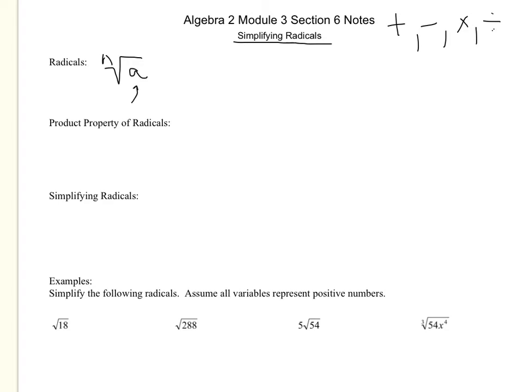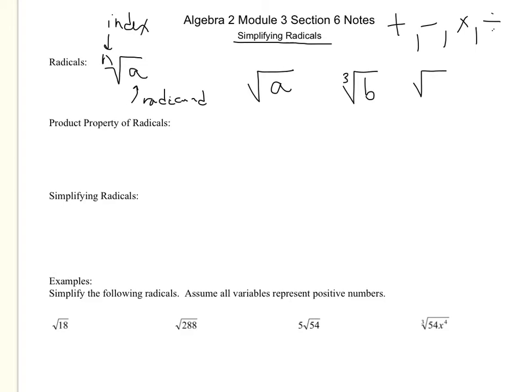We call this the radicand. So that's the number under the root. This is the index of the root. So we can have the square root of a, we can have the cubic root of b, and so on and so forth. So we're going to try to simplify these radicals, and moreover, radicals that are not perfect.